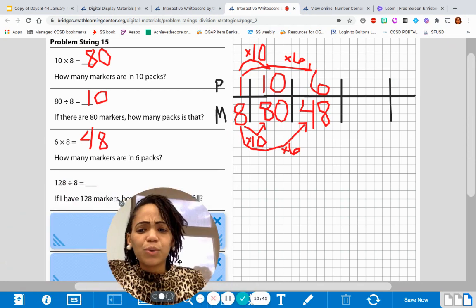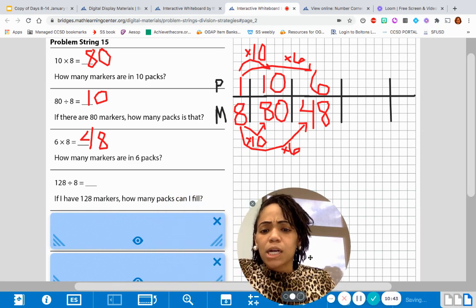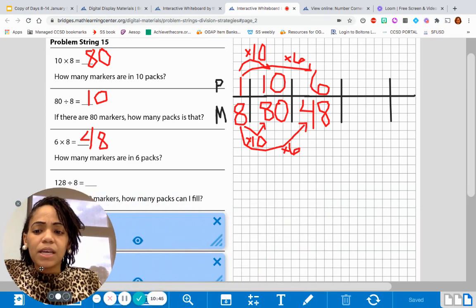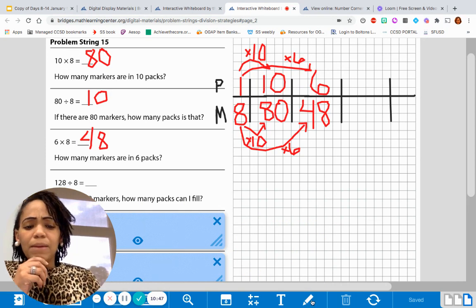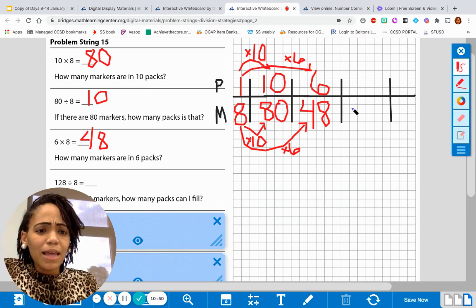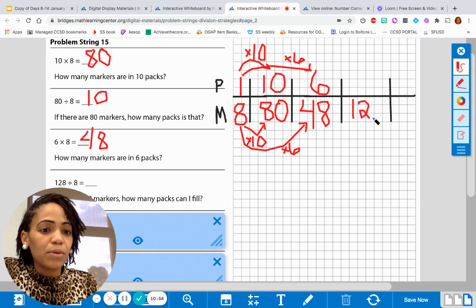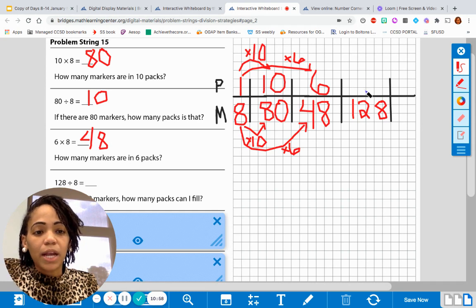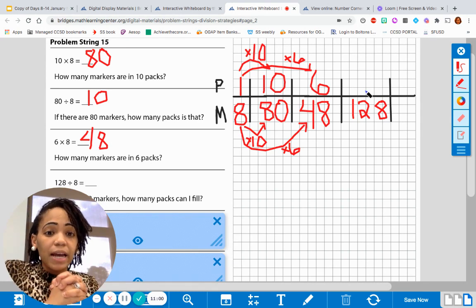Ooh, 128 markers. 128 divided by 8. If I have 128 markers, how many packs can I fill? That means we know this part of our ratio table. What we don't know is how many packs. So I could put a question mark here because I don't know it and we need to figure it out.